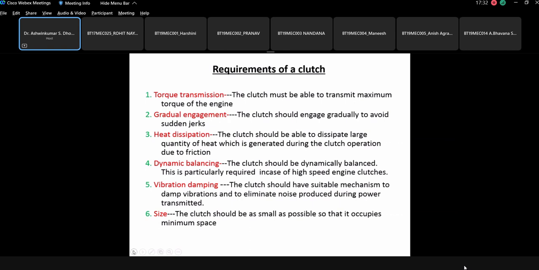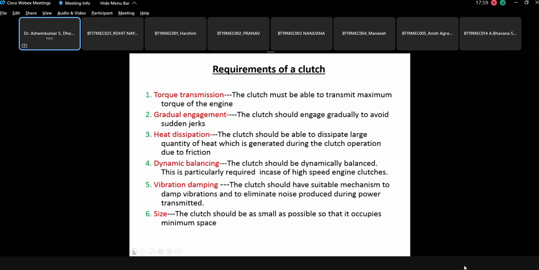So most of the time if the clutch engages suddenly, sudden jerks may take place. This is the phenomenon I just explained: if you are driving somebody else's vehicle, you do not know the clutch setting, and the moment you release the clutch pedal, the clutch suddenly gets engaged and you feel the jerk. So that is the idea regarding gradual engagement.